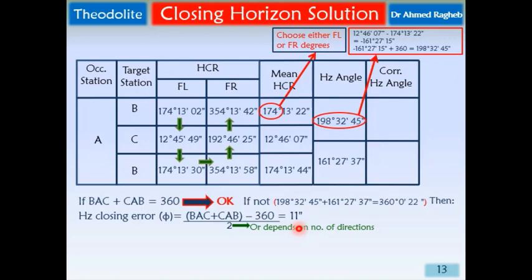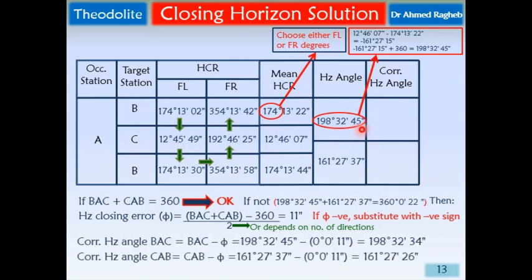Each angle will be subtracted by a value of 11 seconds. So 198.32.45 minus 11 seconds, and remember to write it 0 degrees, 0 minutes, 11 seconds, or on the calculator 0 dots, 0 dots, 11 dots. If you subtracted only 11, the calculator will understand that this is 11 degrees. So remember the degrees, minutes and seconds should be distinguished properly.